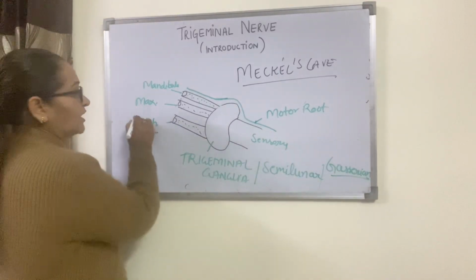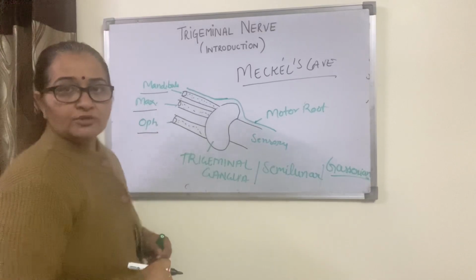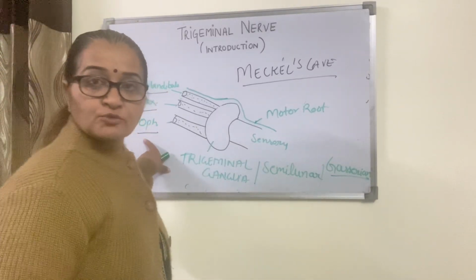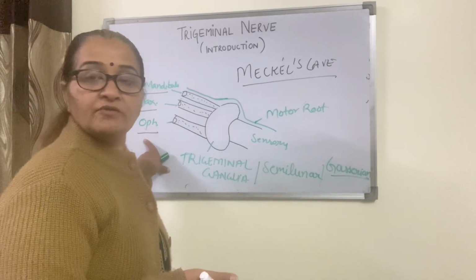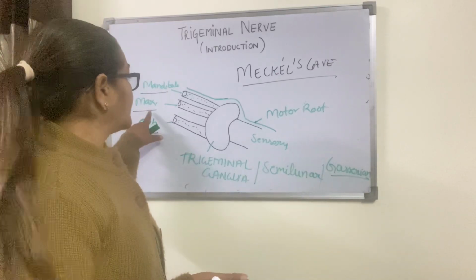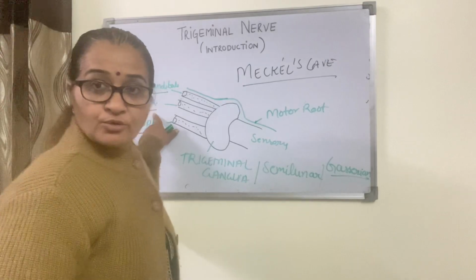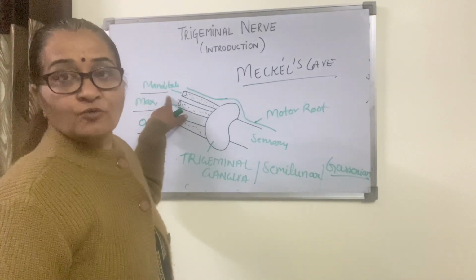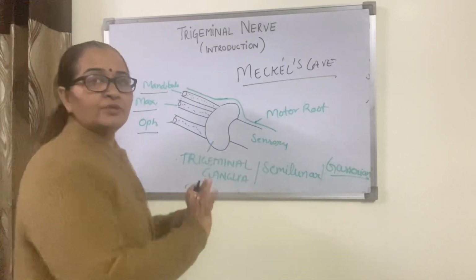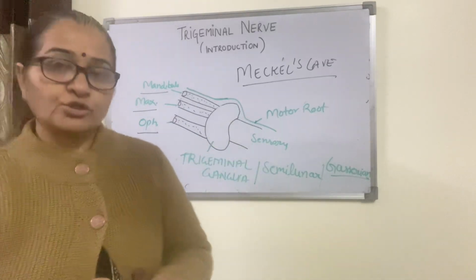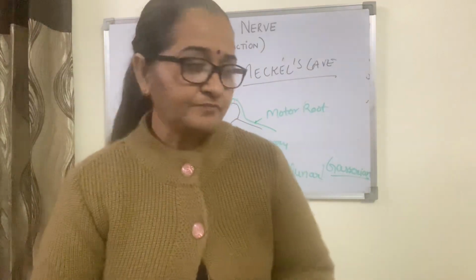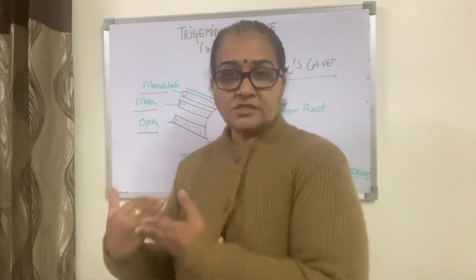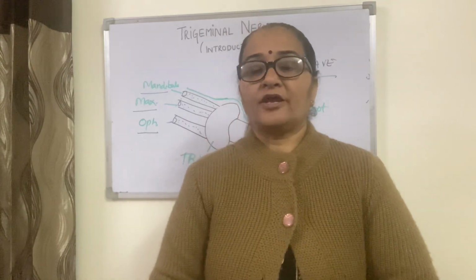First I will discuss the ophthalmic, then maxillary, and then mandibular. If we see the ophthalmic, it will leave the cranium through the superior orbital fissure and enter into the orbit. Maxillary will leave the cranium through foramen rotundum. Mandibular nerve will leave the cranium through foramen ovale. Up to this, it should be clear to you that this is the introduction portion of the trigeminal nerve. So that's all for this lecture. I will discuss these nerves in my next lecture. Thank you very much.